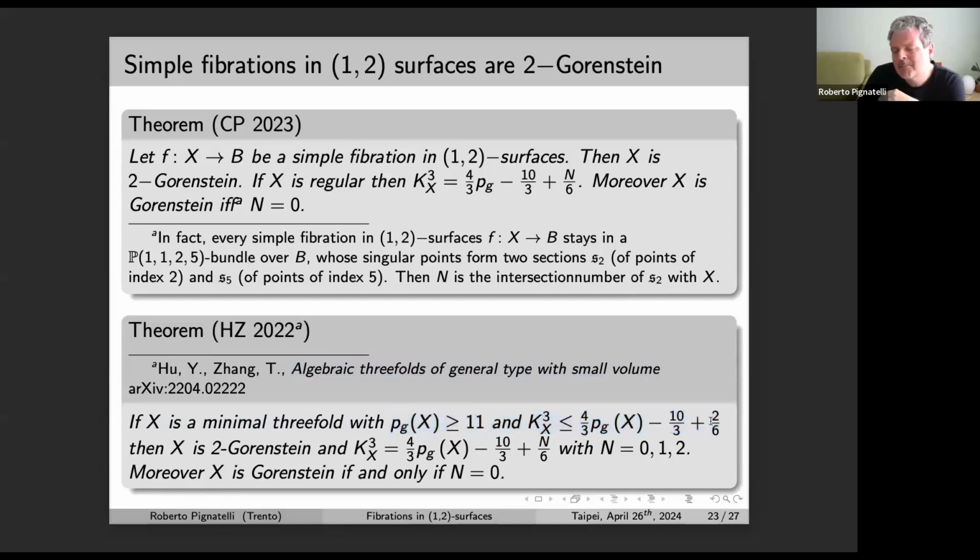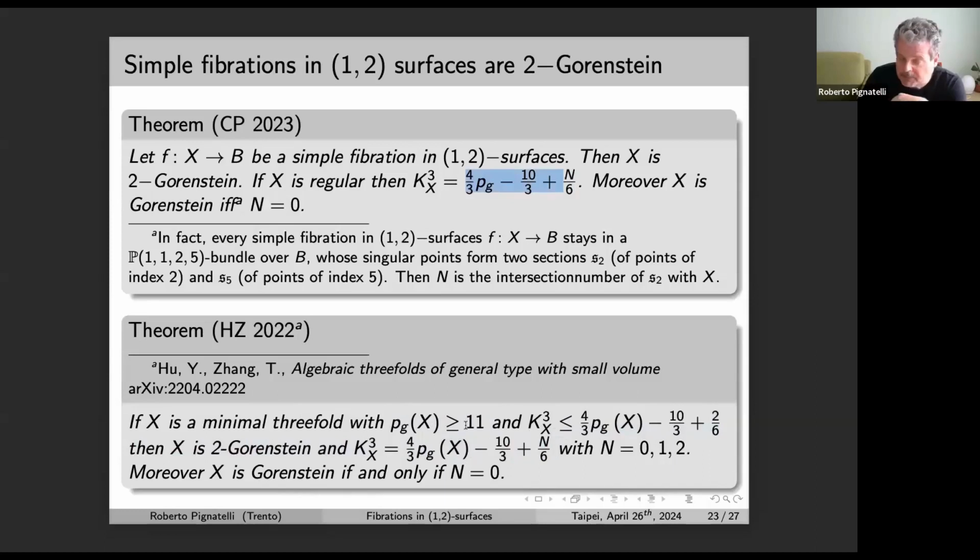4/3 PG minus 10/3 plus 1/3, so plus 2/6. Let me write it as 2/6 because here for me it's important to count how many sixths, the difference with the volume. Then they prove that if you have a minimal threefold with this PG bigger than 11 and the volume is small enough, then it's automatically 2-Gorenstein. And the volume cannot be anything, but it must be 4/3 PG minus 10/3, or 4/3 PG minus 10/3 plus 1/6, or 4/3 PG minus 10/3 plus 2/6, which is exactly the numbers we have.